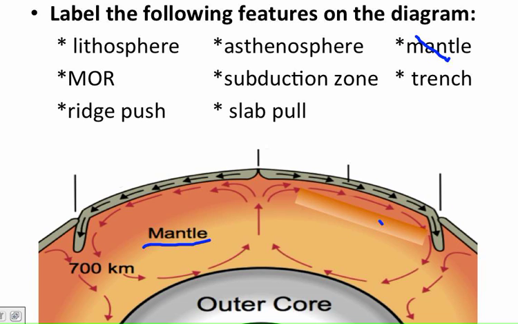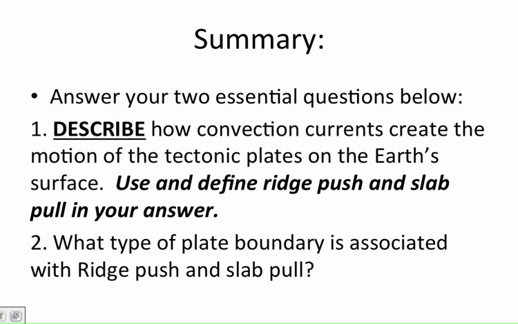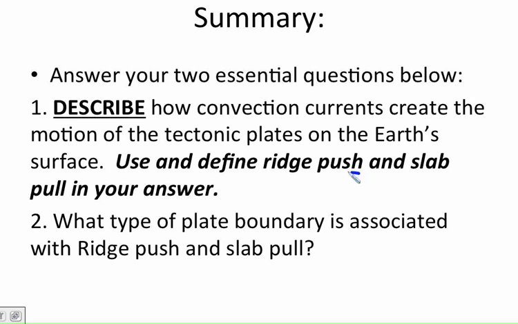Okay? Once your diagram is labeled, you do want to end by answering these two essential questions. It is important that you use the terms ridge push and slab pull when you go to talk about convection currents and the motion of the plates. Talk about the type of boundaries connected with those, right? And that'll come up here again in number 2.